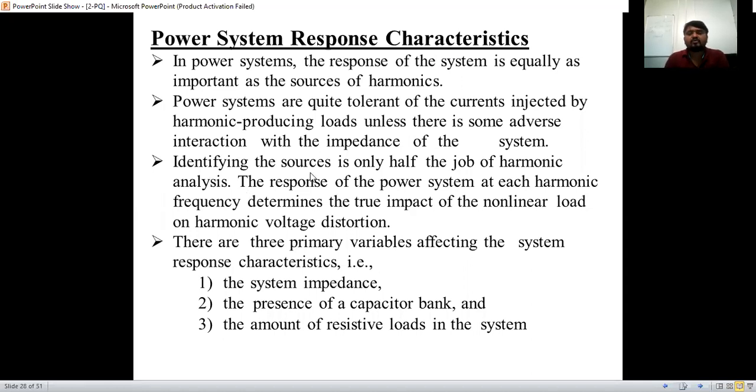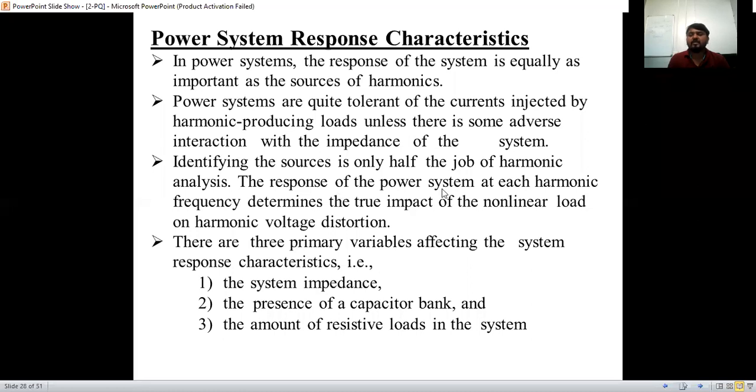So identifying the harmonic sources, what the harmonic sources are and how to identify them, means half of our work in harmonic analysis is completed. Identifying the sources is only half the job of harmonic analysis.